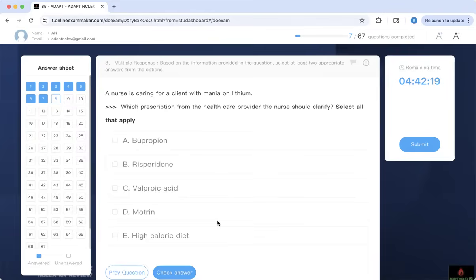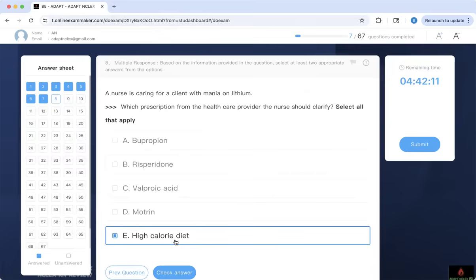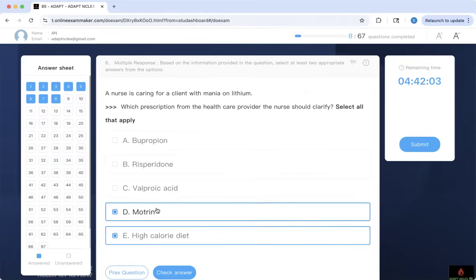You have mania and you're on lithium. Of course, I need to give you a bunch of high calorie diet because you're manic. We need energy to fight. Should we do that? But the question said, should clarify. You see the key? Yeah, we're good. Should you take Motrin? If you take Motrin, you're going to affect your kidney. If you take Motrin, your kidney is in trouble.